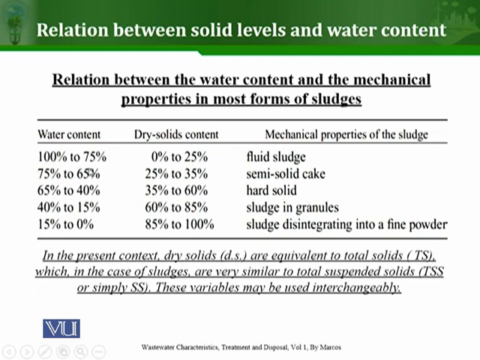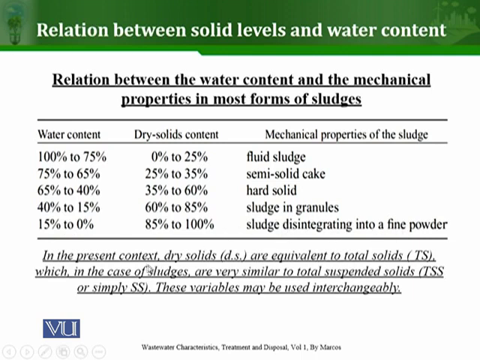Because the water content is very high, the sludge will mostly be in liquid form. If the water content is from 75% to 65%, it will be semi-solid. If the water content is 65 to 40%, the sludge will be hard. And if the water content is still lower, 40% to 15%, the sludge will be present in granules. And if the water content is even lower, 15% to 0%, the sludge basically disintegrates into a fine powder. So you can see here that the finer the powder, the lower the water content of the sludge.